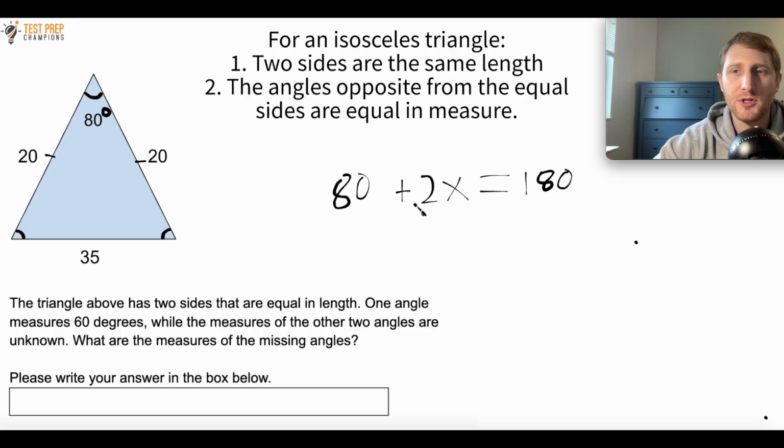But why do I have 2x here? We don't know what this angle is, and we don't know what this angle is, but we know that they're the same, so that's why I have 2x here.